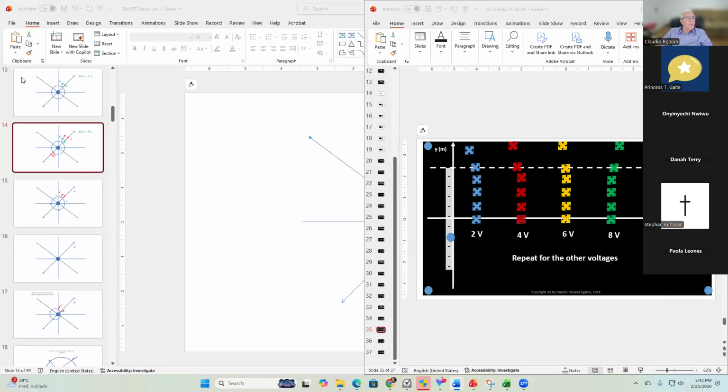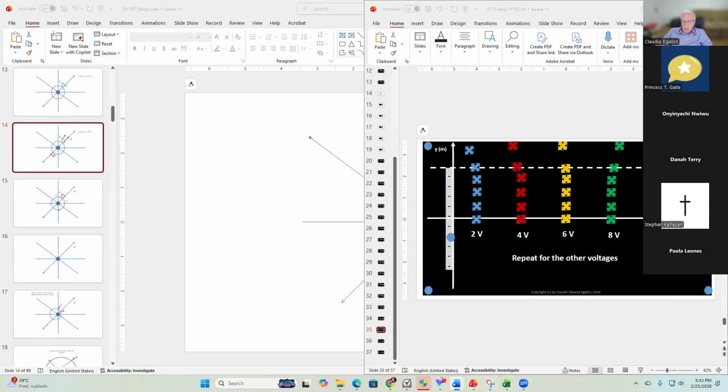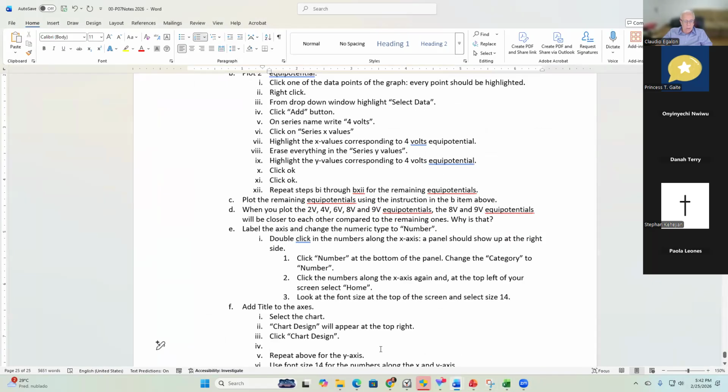Okay. What else? Here you go. Add chart element should appear at the extreme top left. Add chart element should appear at the extreme left at the top of the screen.